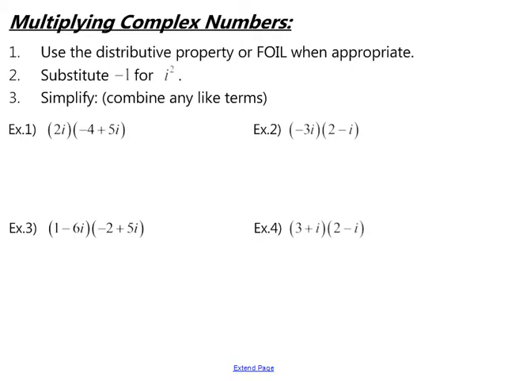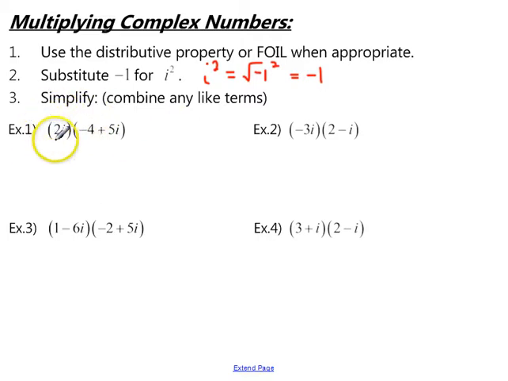Multiplying complex numbers. Step 1, we're going to use the distributive property or FOIL when it's appropriate. And then step 2, we need to substitute -1 for every i squared that we have. Because remember, as we talked about in the notes, i squared is really the square root of -1 squared, and those cancel out, so we're left with -1. So we want to make this substitution whenever we can find it, and then lastly, simplify, just like we've been doing. So let's go ahead and work out this example.